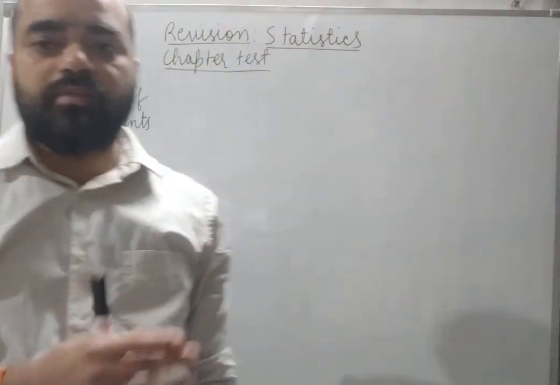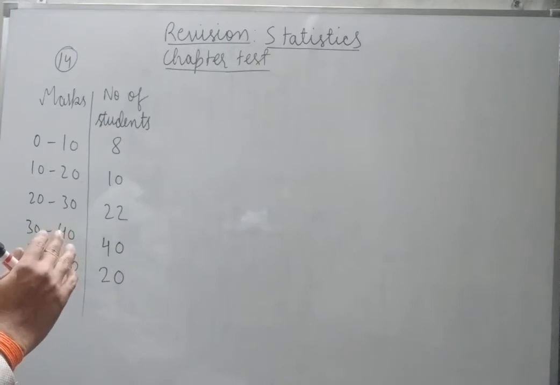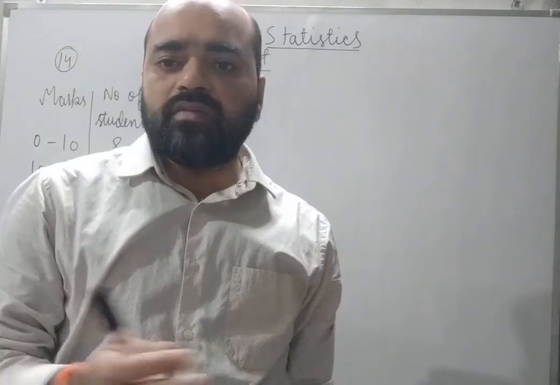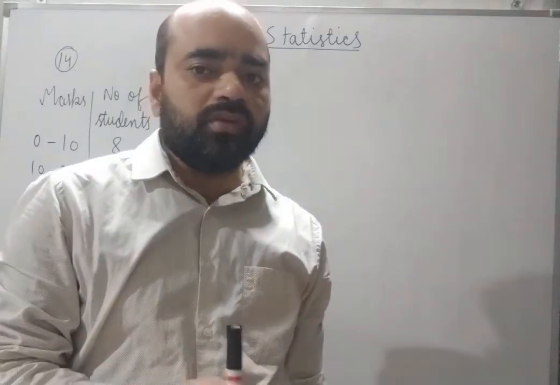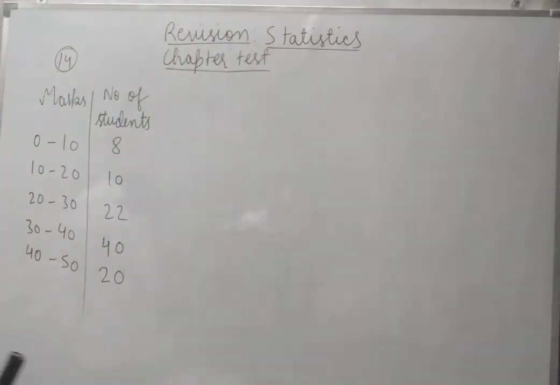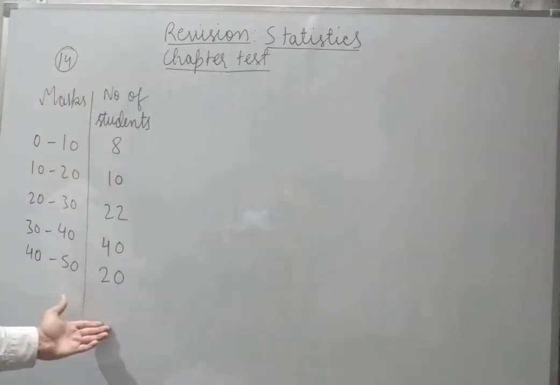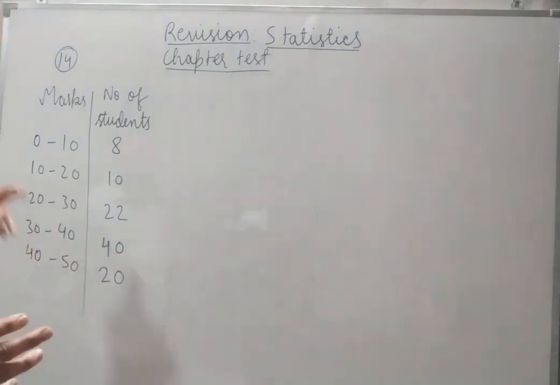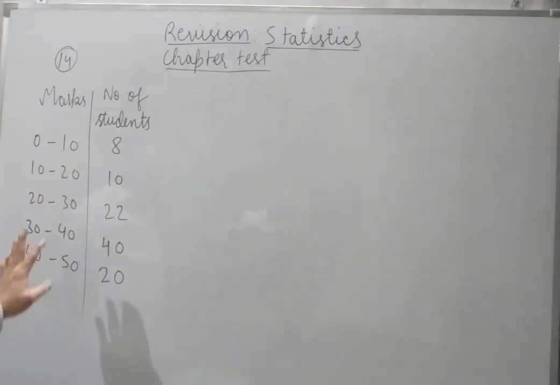Ogives. Okay, so I am taking question number 14, the last question of the chapter test. After that we will take one more question based on ogives. The question gives marks obtained and number of students. For drawing an ogive, we have to check whether the class intervals are continuous or not. So class intervals are continuous and we have to find the cumulative frequency.